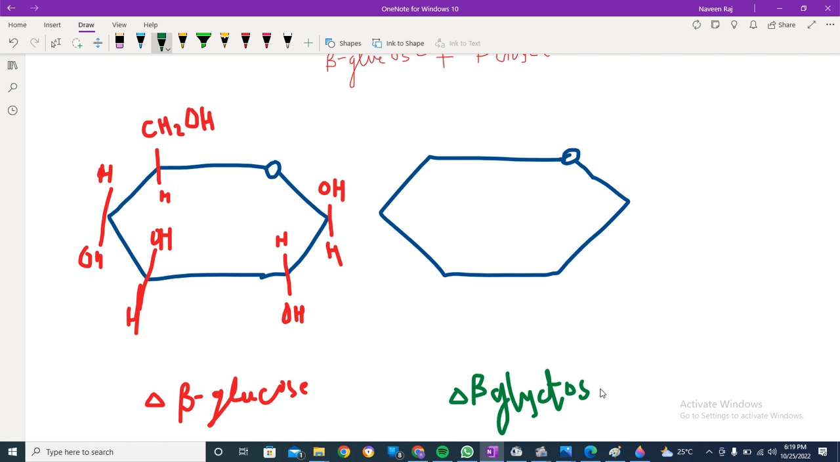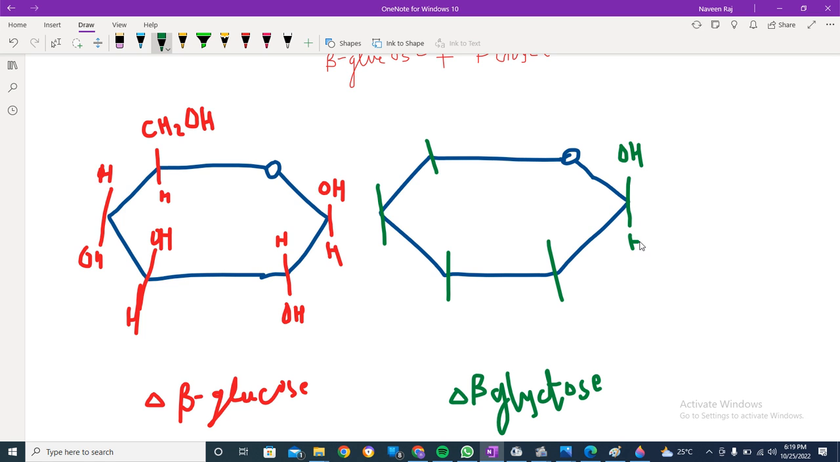Galactose. Okay, now what will happen? The C1 and C2, C3, C4 and C5, no, up to C6. And this is galactose. We've got a difference of beta. First of all, OH will come up. This is the beta structure.